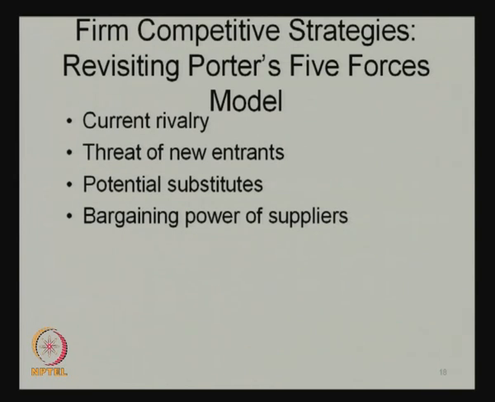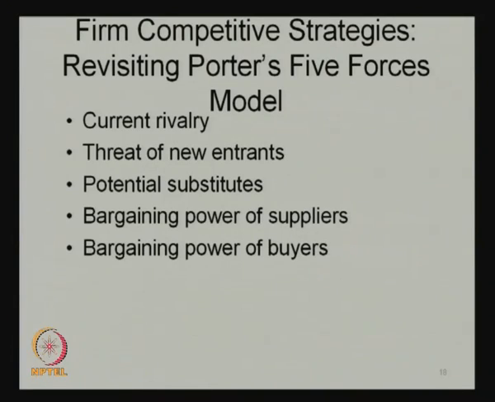Then what is the threat from the suppliers? The bargaining power of suppliers may be very high, and then they may actually come into our company's product space and do the same thing as what we do. And if there is a limited number of suppliers, that is another serious problem for the existing company, which also has to be looked at. Then what is the bargaining power of the buyers?